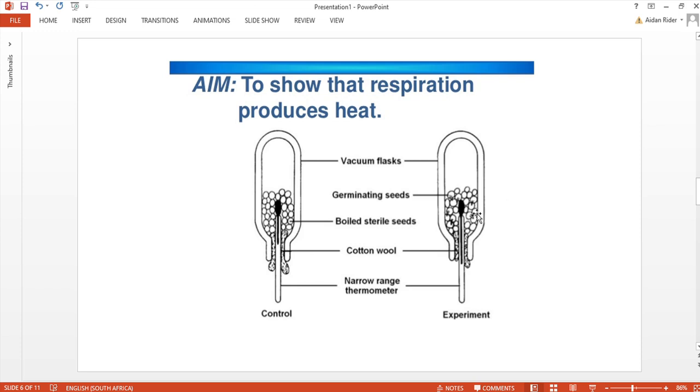I think they were soaked in water for a while, and now they've started to germinate, so we know they're alive. And then they stop it with cotton wool at the bottom so nothing falls out, and in the middle of both of them they have a thermometer to measure the temperature on the inside. Okay, so this is the experiment with the live seeds. This is the control with the dead ones. So let's see what happens.